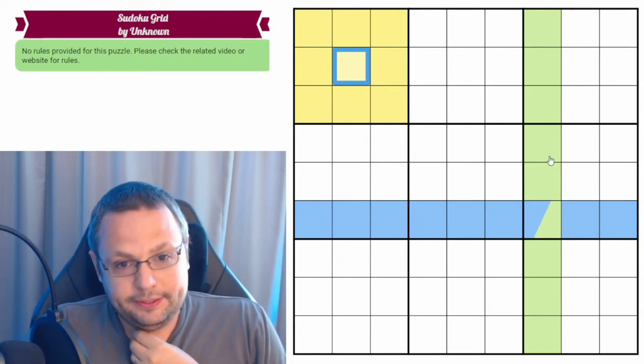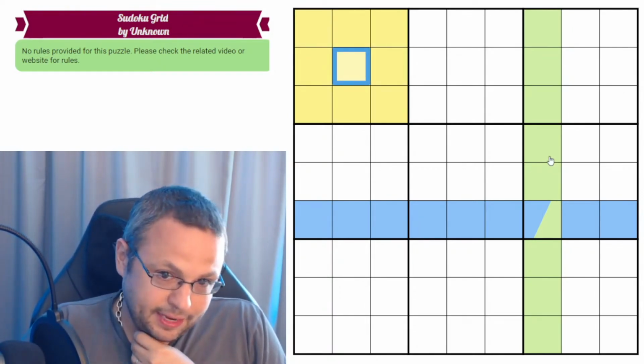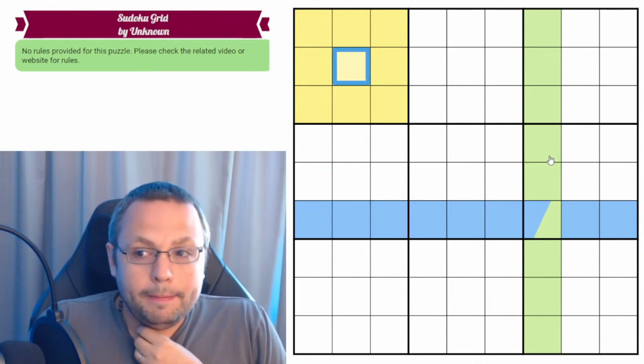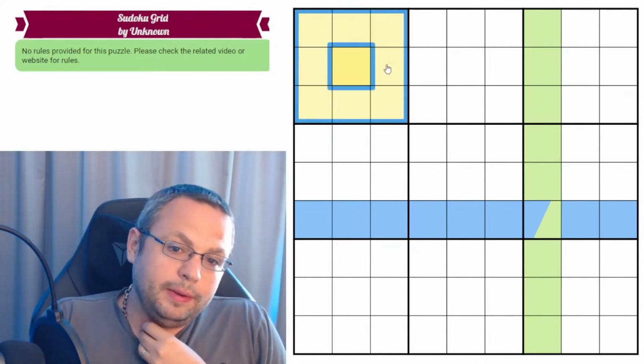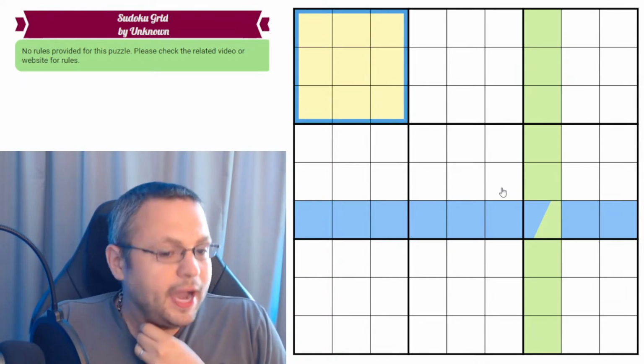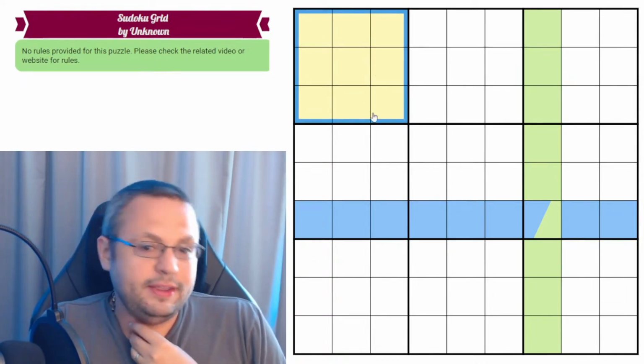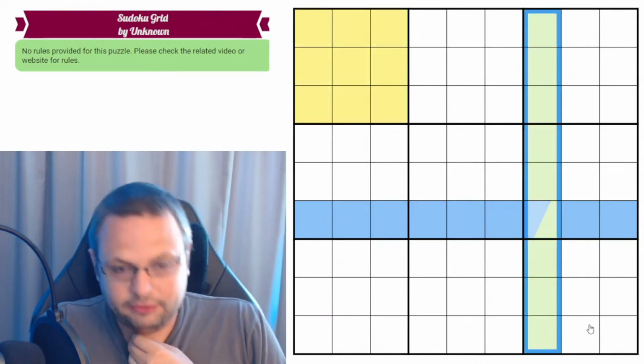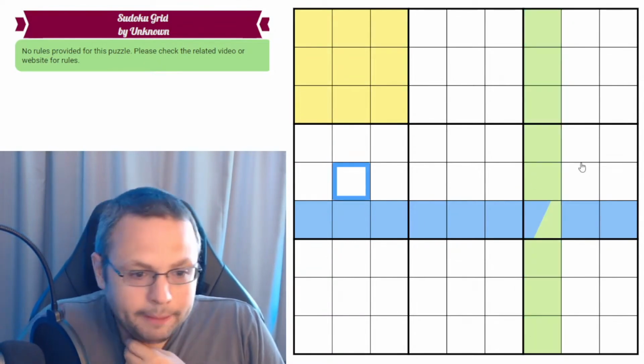Or to put it a different way, in every cell, I need to put a digit. I don't know what digit it is, but it needs to be one of the digits from 1 through 9. I need to put it in the cell. But then in every row, column, and box, I need to find a place to put the digit 3. One of these cells has to be a 3. One of these cells has to be a 3, and so on.